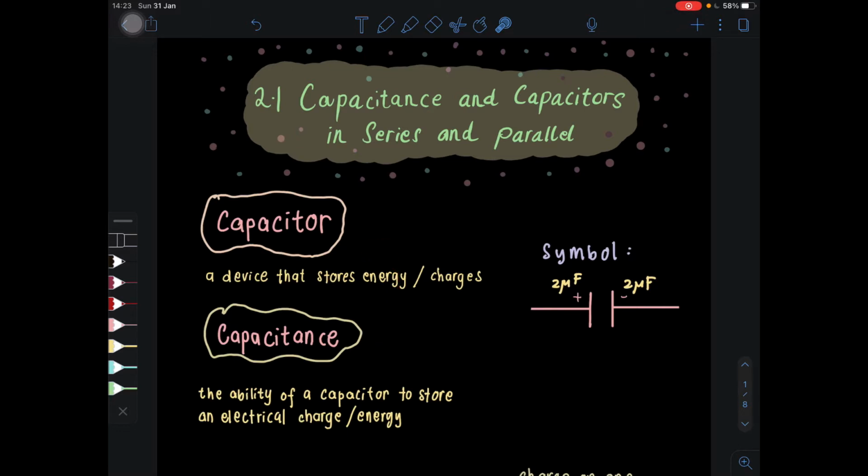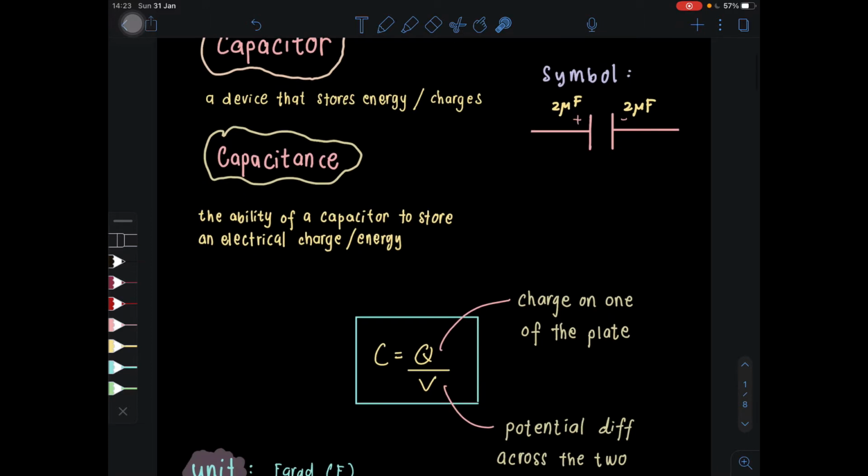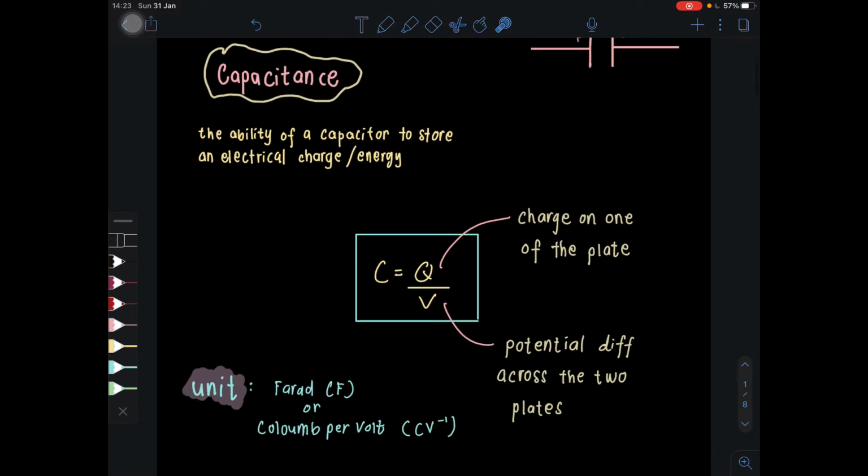Okay, capacitor, this is the symbol for the capacitor, which we have positive plate and negative plate here. And this positive plate stores the same charge. So in order to find this value for capacitance, C dekat sini, then kita akan gunakan formula C is equal to Q over V, where Q is the charge on one of the plate, and then V here, potential difference across the two plates.